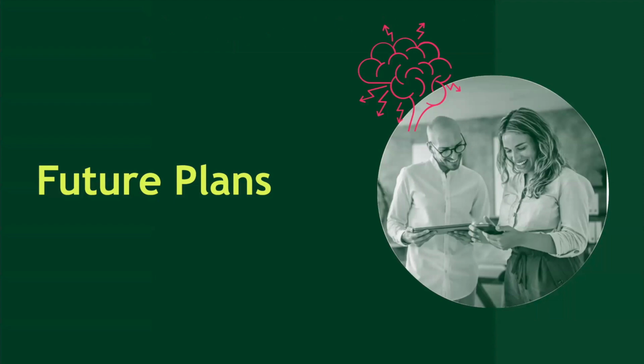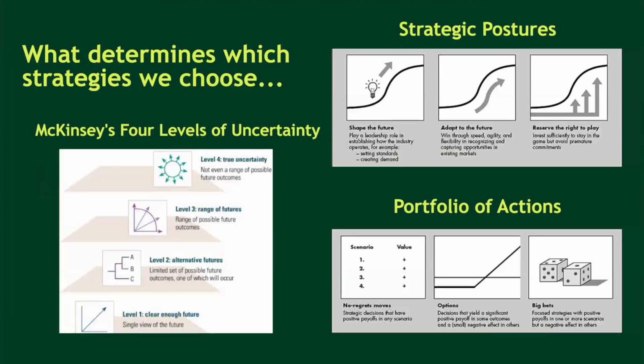Going forward, one way to choose our future strategic plans is to determine our strategic postures and make a portfolio of actions based on McKinsey's 4 levels of uncertainty, as shown in the picture to the left, with level 1 being the least uncertain and level 4 being the most uncertain. Most rounds in Markstrat are level 1 situations, where decisions can be made confidently with the help of the standard strategy toolkit.